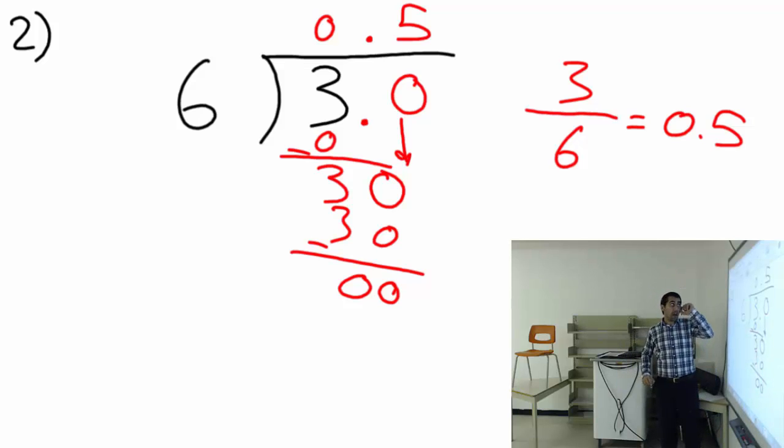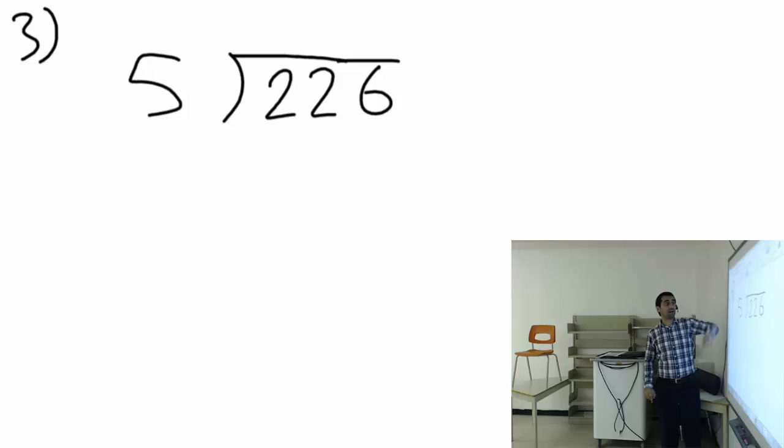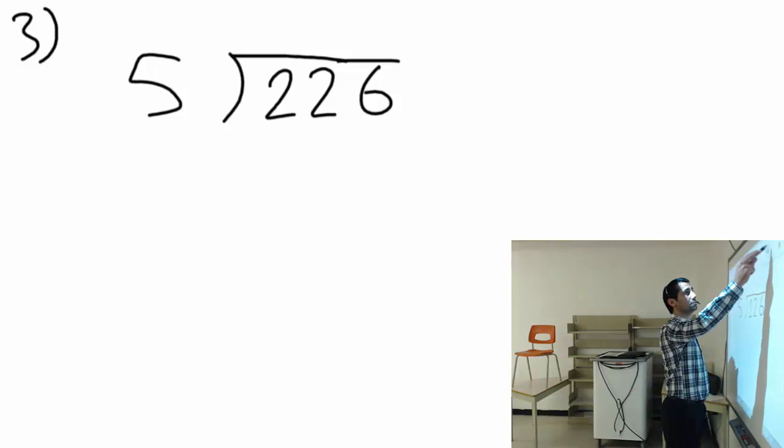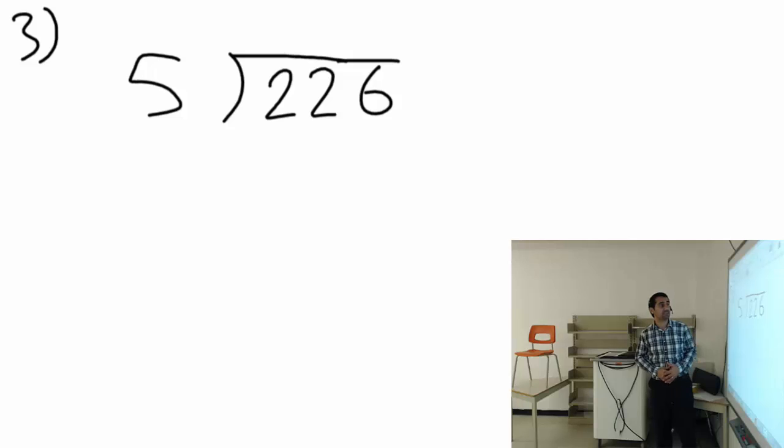So now, let's continue with our third example. 226 divided by 5. Let's do that. Over here, I'm going to get a decimal number. So let me show you how to do that. I'm going to use a different color here. So let's start with the very first number, 2.